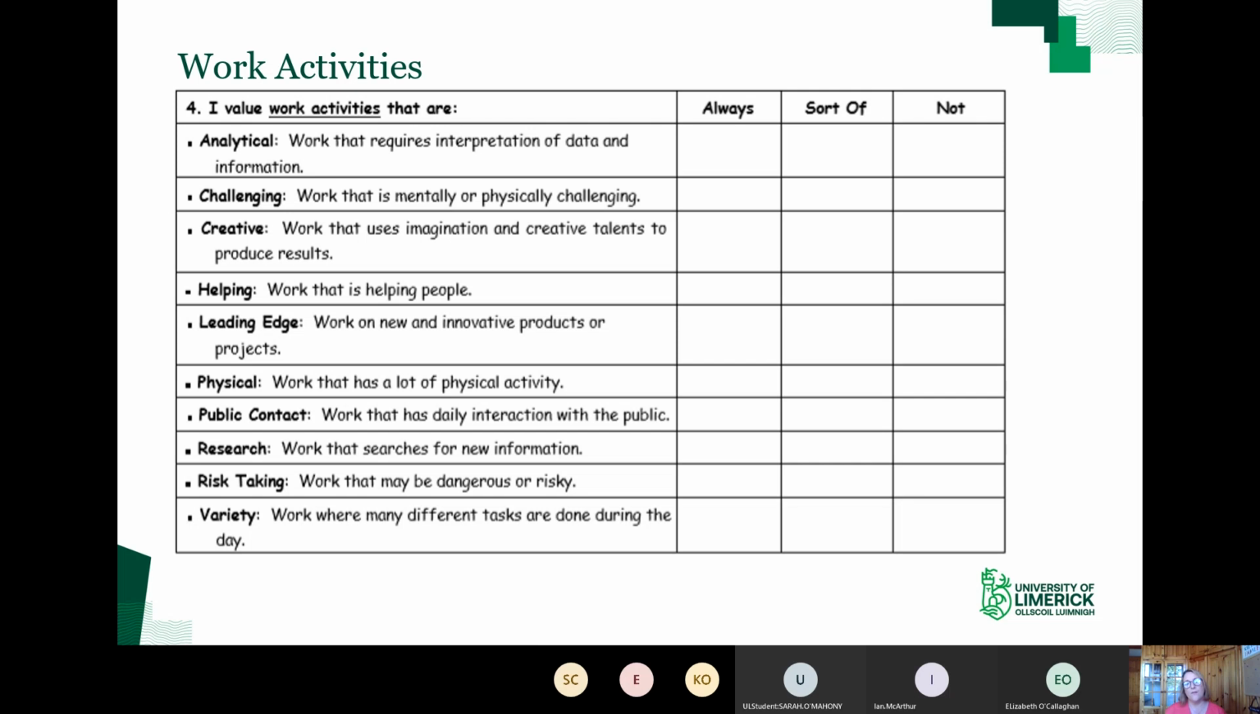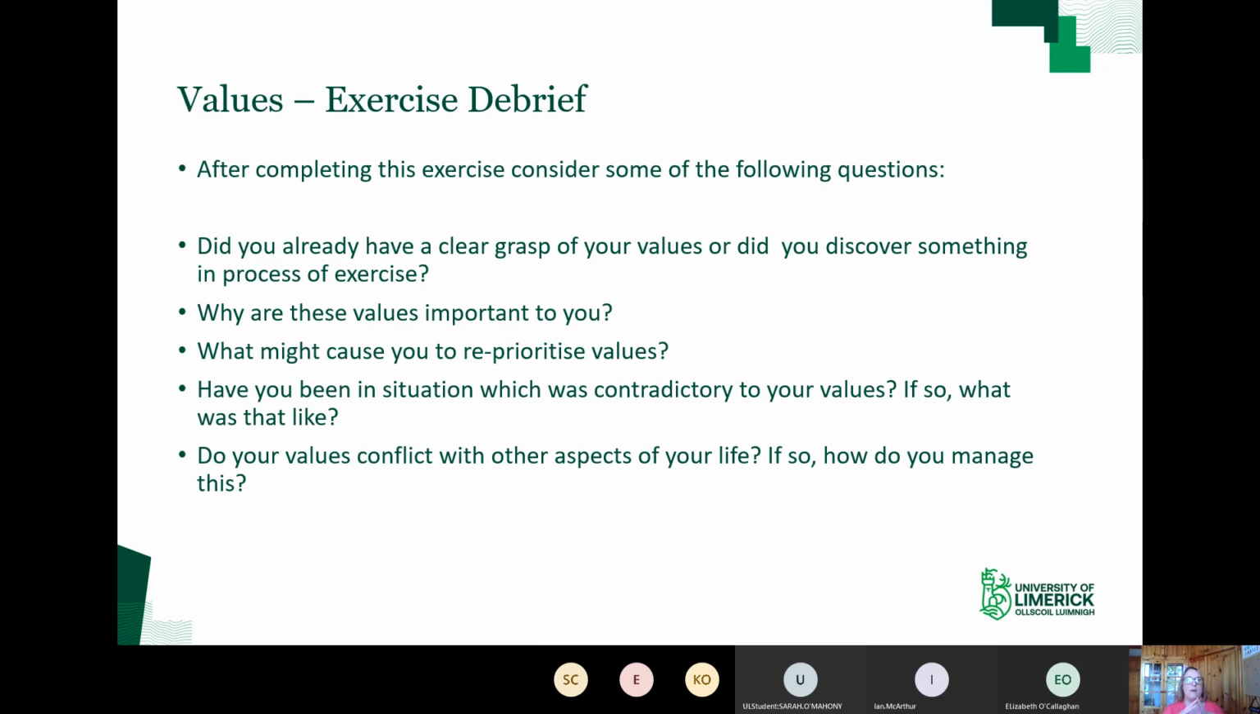So that's our final of the 4 categories around activities, interaction, environment, and then values that are core or intrinsic to you. The next thing I suppose to think about, if you've completed that exercise, is did you have a sense of what your values were already? Did you know what was important to you? And is this giving you even vocabulary that you can use to describe what's important to you? Or did you discover something new in the process of this exercise?